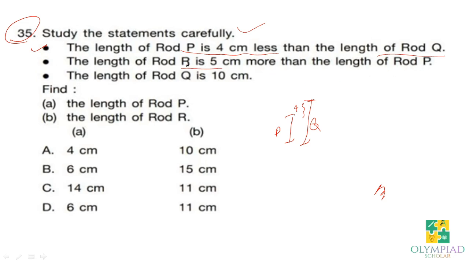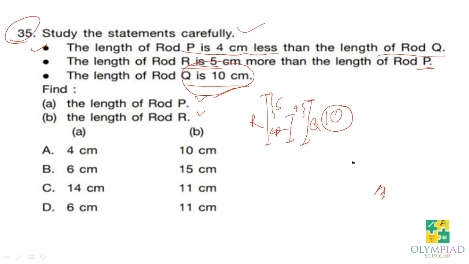So the length of rod R is more than the rod P. R will be 5 centimeter more than P. And the rod of Q is 10 centimeter. So if it is 10 centimeter, we have to find out the rod P and the rod R. Okay, so first we will take this.